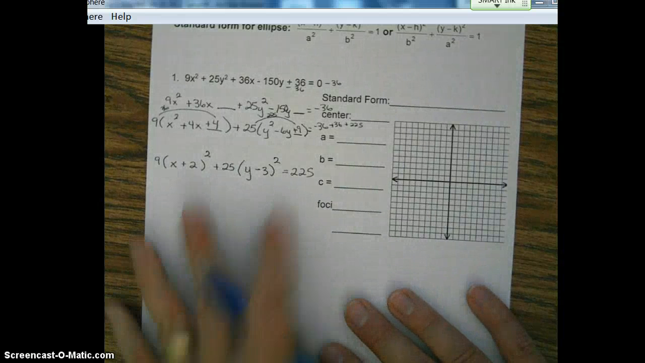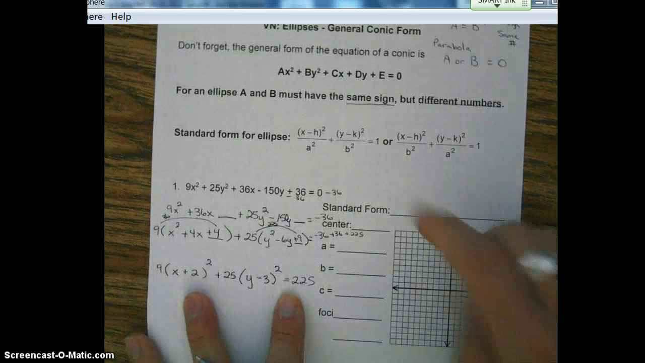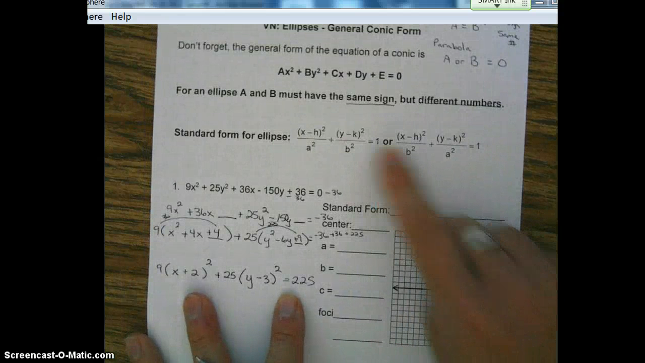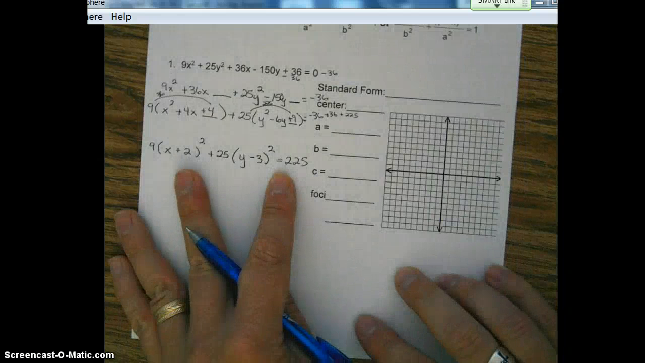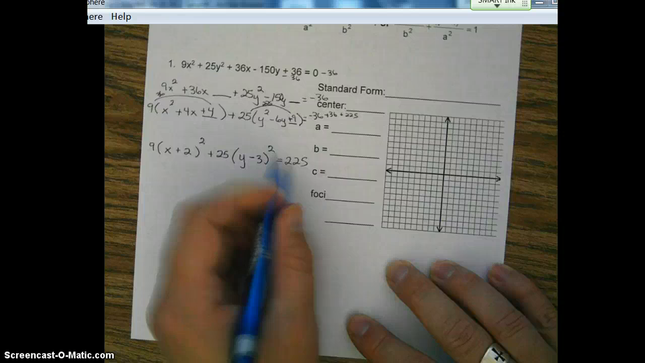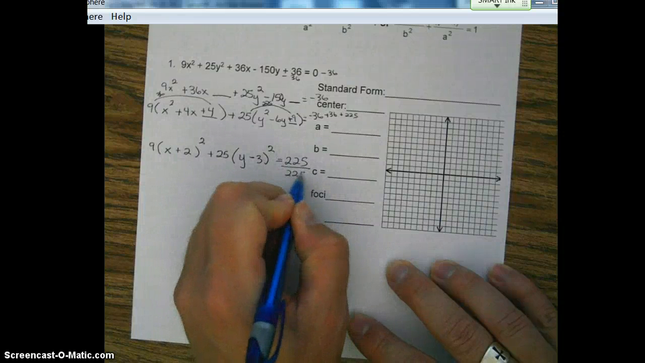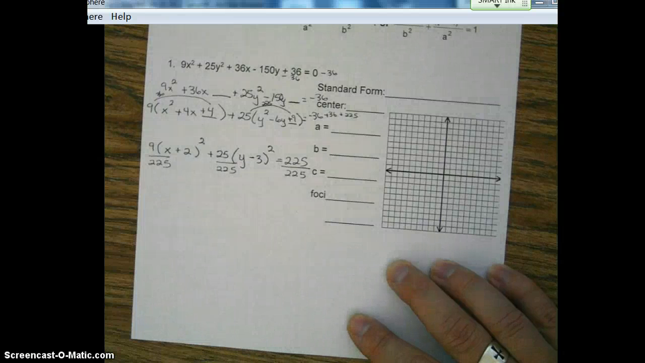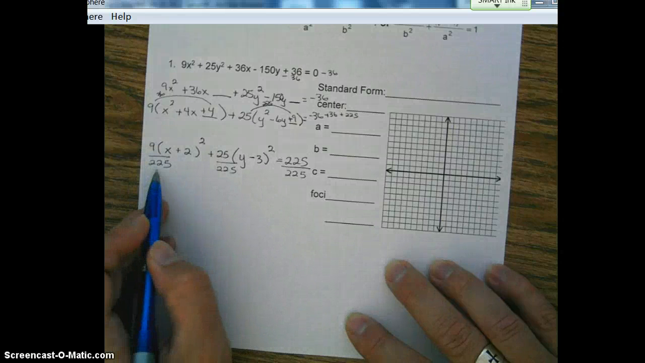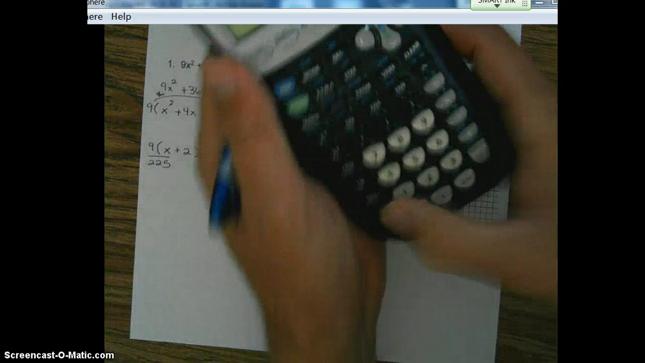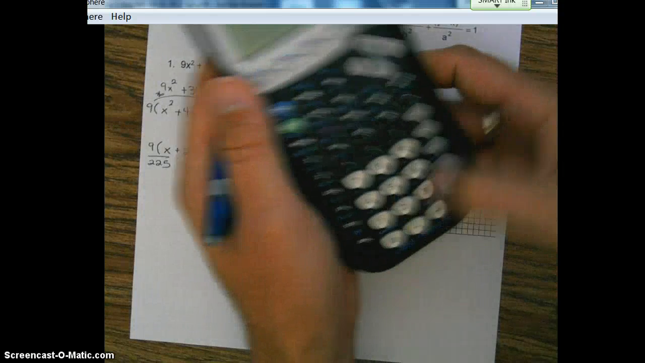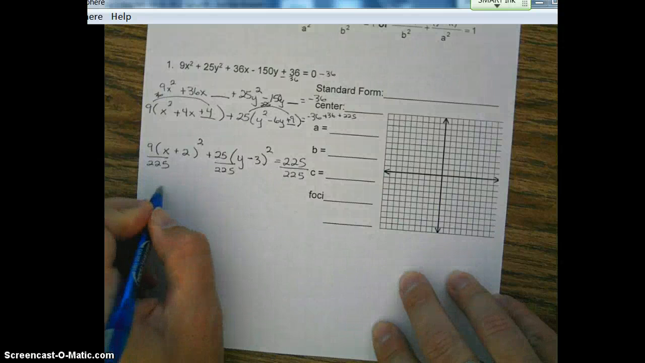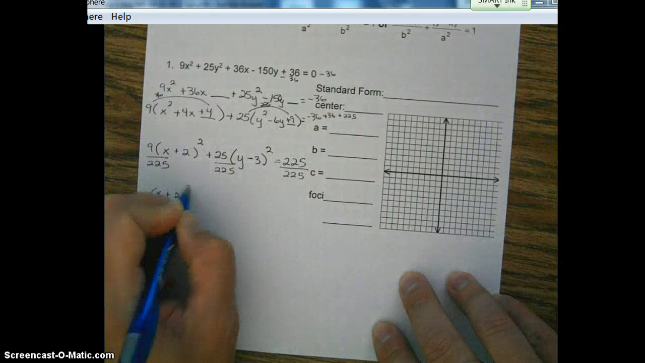Now once we get to this point, recall what the form looks like. It has to equal 1. So going back down, to make this into a 1, we're going to divide by 225, all the way across. Now we're going to simplify this fraction, 9 over 225. Easy way to do that is just to do 225 divided by 9. So it's going to be 25. So it's x plus 2 squared over 25.